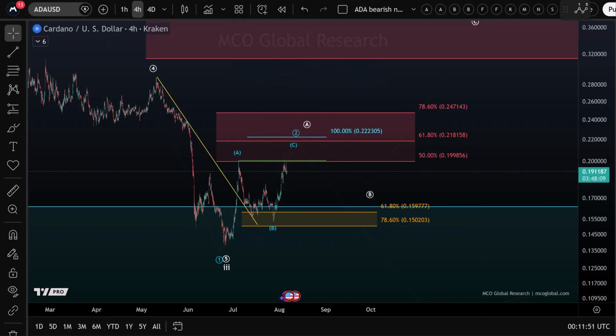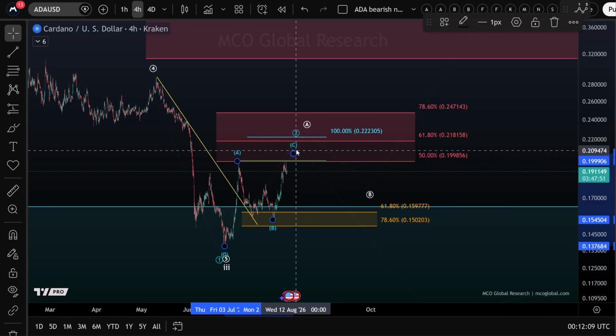So, what is interesting now is that ADA here on the smaller time frame has now reached the red resistance zone. I think we talked about it only in the last video. My target for this move to the upside is 22 cents. That's the 100% extension. You see it on the chart in the blue C wave. Ideally, we should get there.